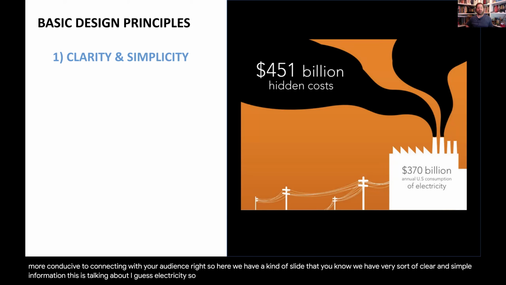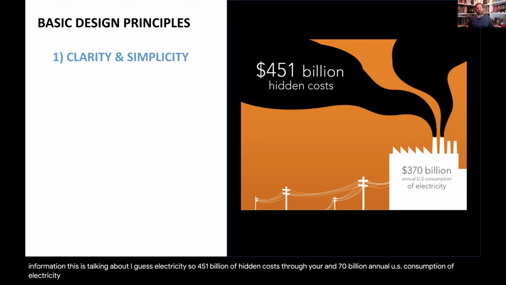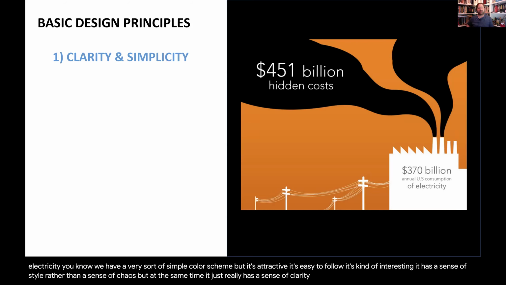So 451 billion of hidden costs, 370 billion annual US consumption of electricity. We have a very simple color scheme, but it's attractive, it's easy to follow, it's kind of interesting. It has a sense of style rather than a sense of chaos, and at the same time it has a sense of clarity and simplicity.